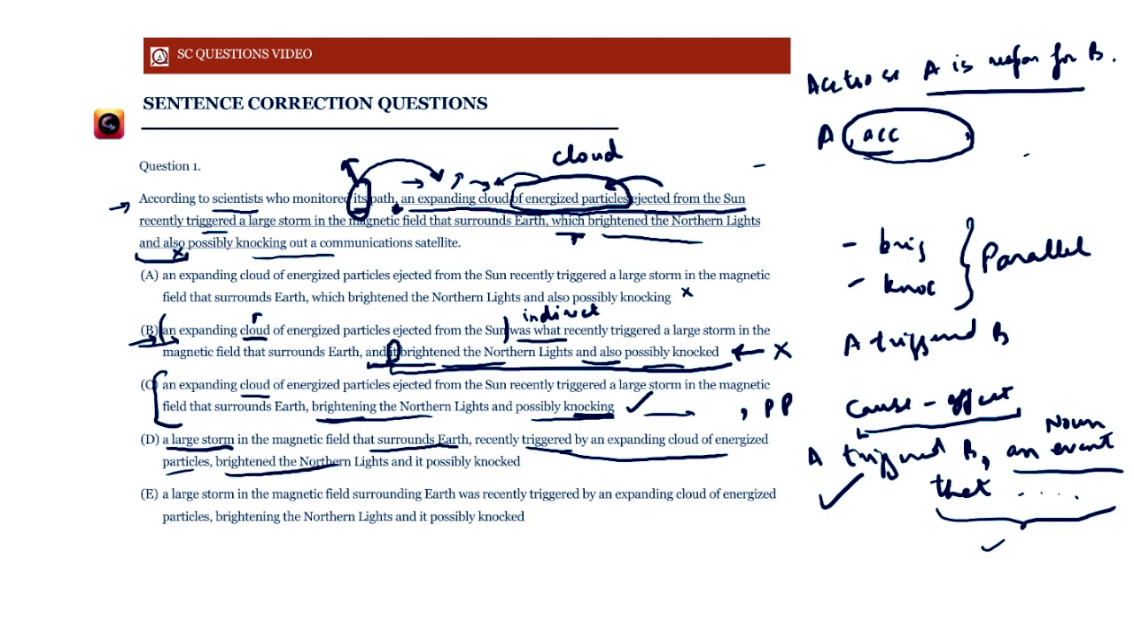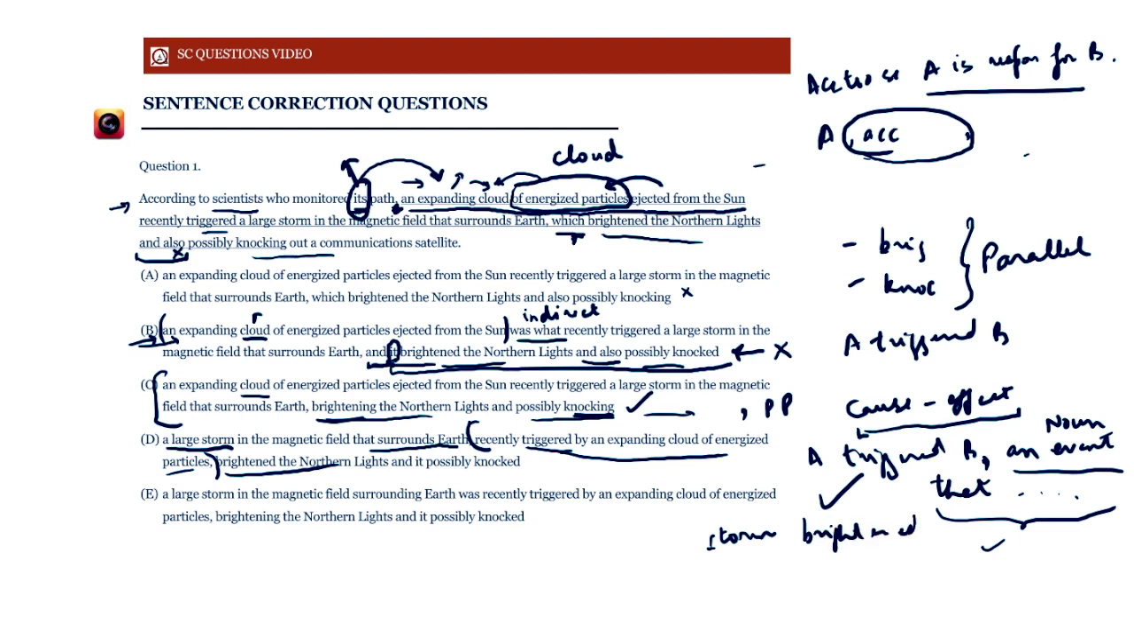Okay, so now this, as we said, is a parenthetical expression, this recently triggered by an expanding cloud. So we can remove it to look at the structure of option D. So what is the structure of option D? It talks about a large storm. So we are talking about the storm now. Storm is our subject. And the storm brightened the northern lights. Now, brightened is our verb over here.